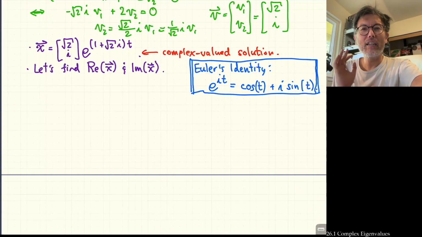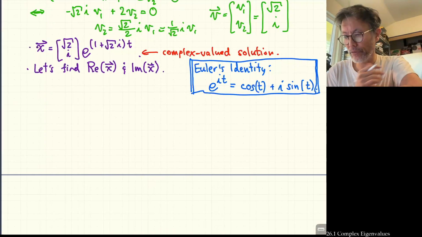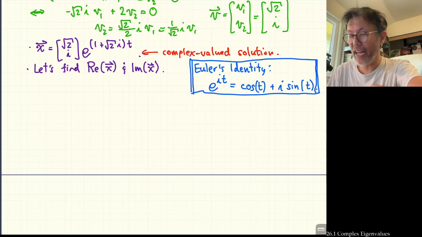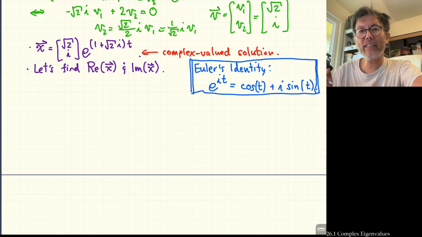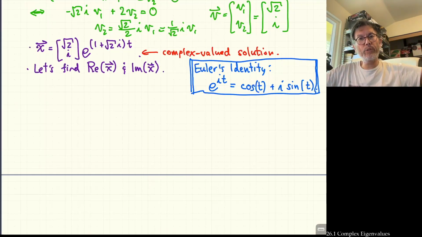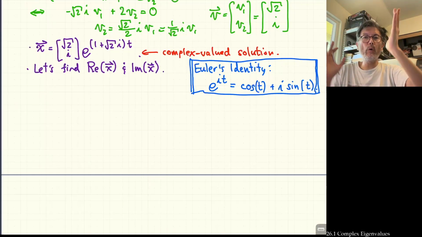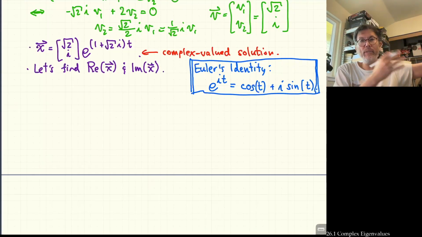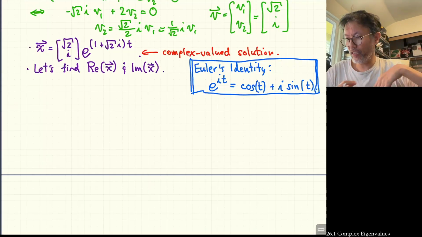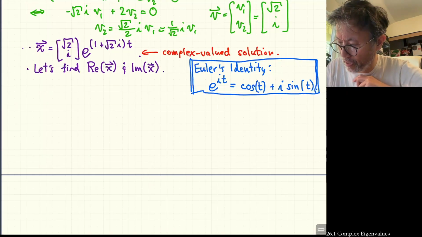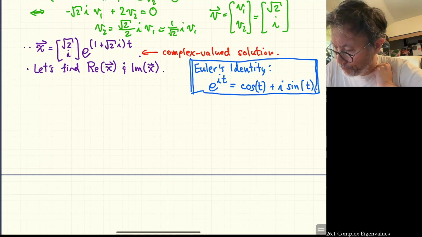Okay, great. So how are we going to use this? What we're going to do is manipulate this x. It's going to be long, but we're going to manipulate this x to get it into a state where we're segregating the real parts and the imaginary parts. We want to get all the bits involving i in one term and all the bits not involving i in its own separate term. Okay? How? Good question.